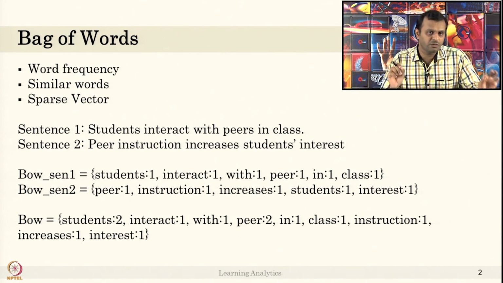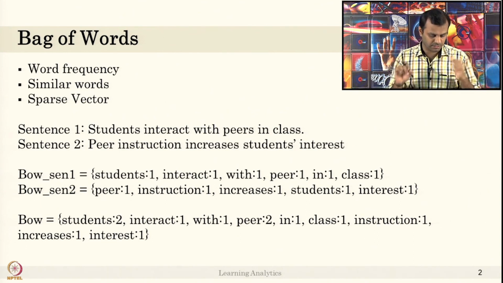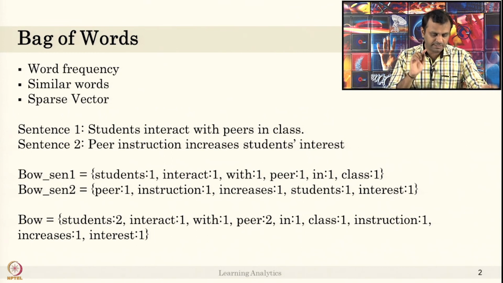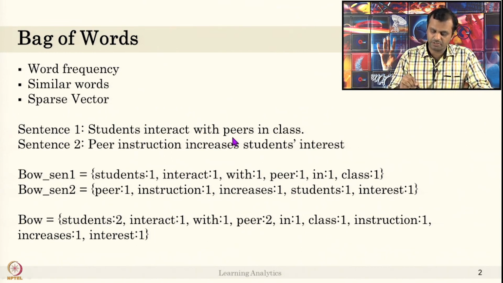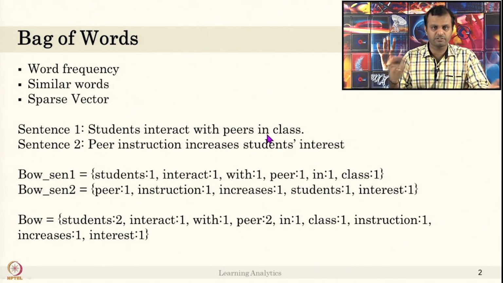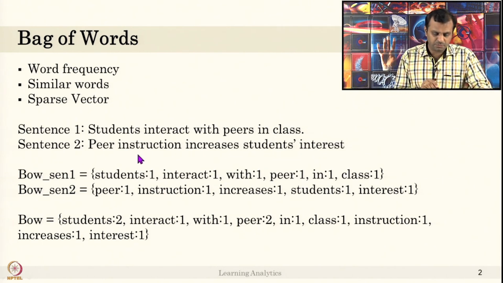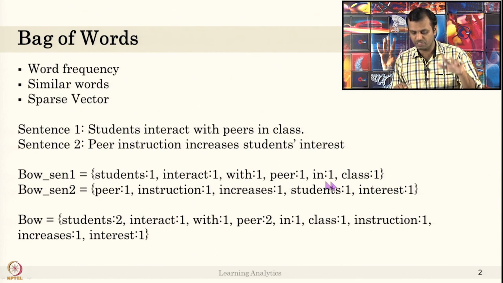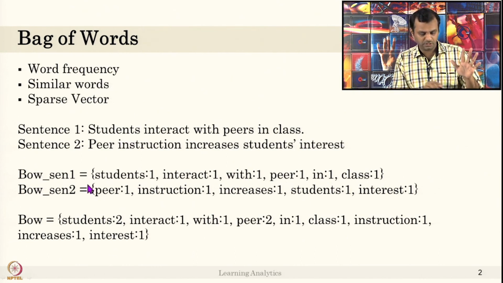Let us look at what is bag of words in detail in this slide. Sentence 1 says students interact with peers in class. Sentence 2: peer instruction increases students interest, something like that. Let us say bag of words of sentence 1: the word student occurred one time, interact occurred once, with occurred once, peer occurred once, in occurred once, class occurred once. That is a bag of words of sentence 1.